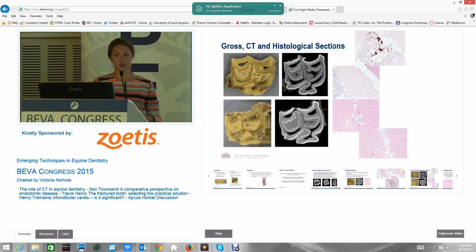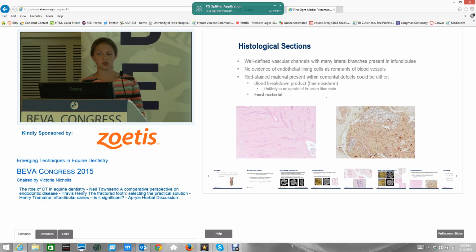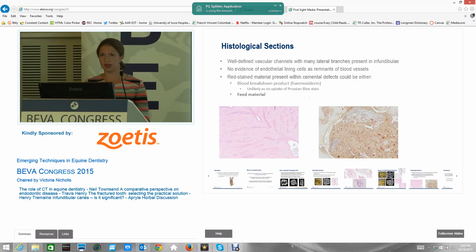The histological sections also have shown these vascular channel structures and these lateral branches present in infundibuli, even though you're not able to see them on CT scan or micro CT. However, when looking for the blood vessels, we weren't able to find any endothelial lining cells at the apex of the tooth, no matter what the age the sample was from.